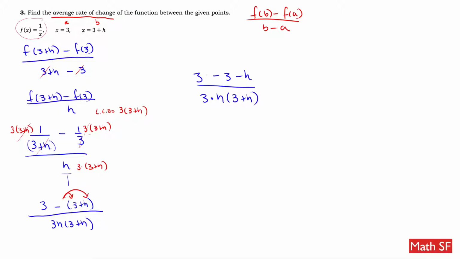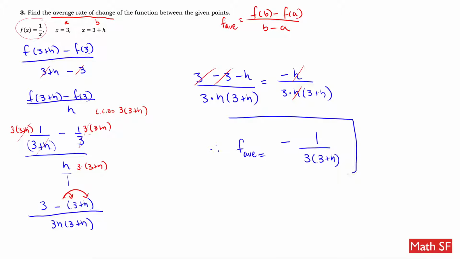Oh, look what happened. This 3 minus 3 is gone. So you're left with negative h all over 3 times h times 3 plus h. And this h goes away. Therefore, your average rate of change of the function, f average, will be equal to negative 1 over 3 times 3 plus h. That will be your answer.